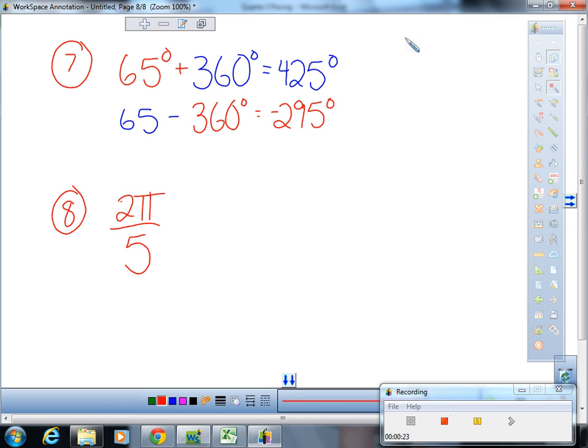Remember that, oh, that's 10? Let's do 10. That's what I meant to do. Thank you. Okay? Well, remember that 360 degrees is the same thing as 2 pi radians. Okay? So what we can do here is add 2 pi to it.